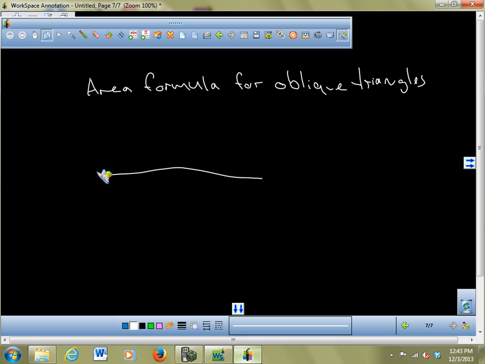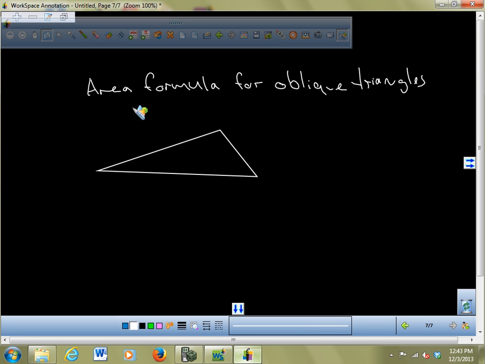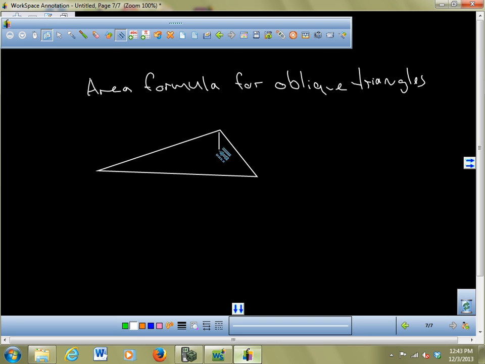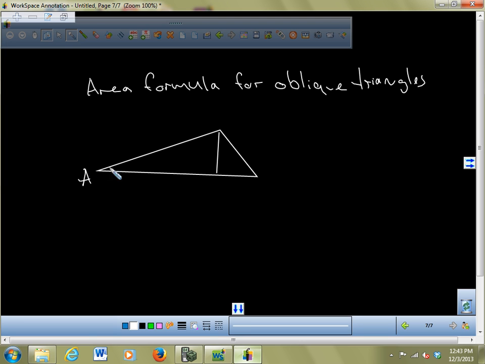Watch. Here's an oblique triangle. If I were to drop down the height of this triangle, the area, and let's call this side A. I want to show you where this comes from. This is H, and this we'll call side C. We'll call this angle B. We'll call this side B. We'll call this angle B. So we know that the area of this triangle could be found by multiplying C times H divided by 2, right? Base times height divided by 2.